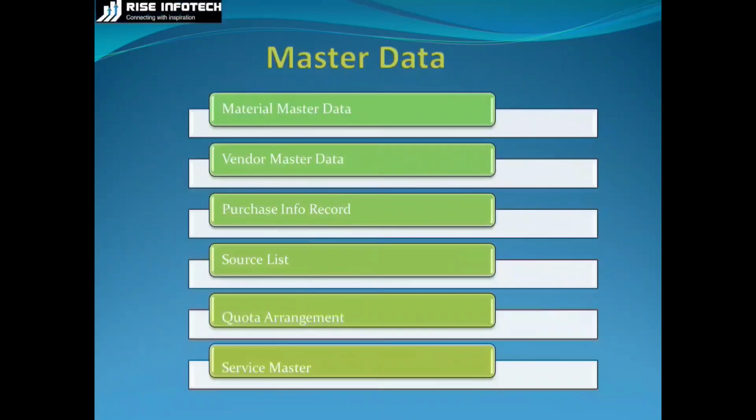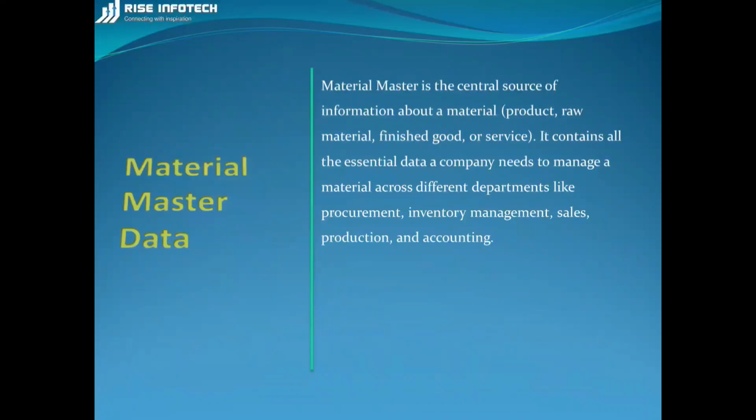I'll move forward to master data. Types of master data: material master, vendor master, purchase info record, source list, quota arrangement, and service master. Coming to material master. Material master is the central source of information about a material, like a product, raw material, finished goods, or services. It contains all the essential data a company needs to manage a material across different departments like procurement, inventory management, sales, production, and accounting.